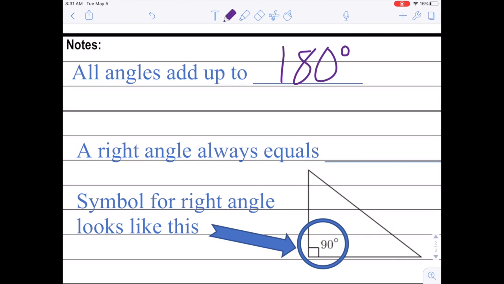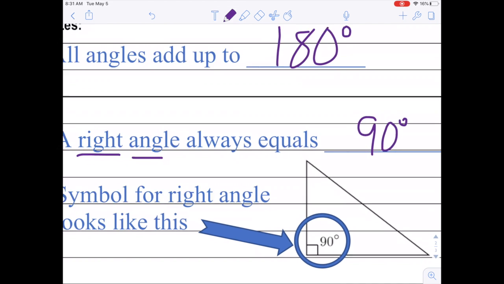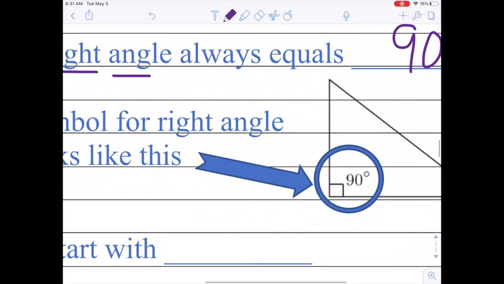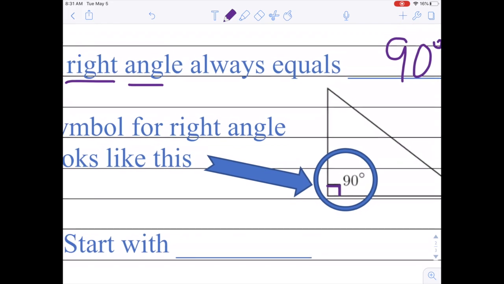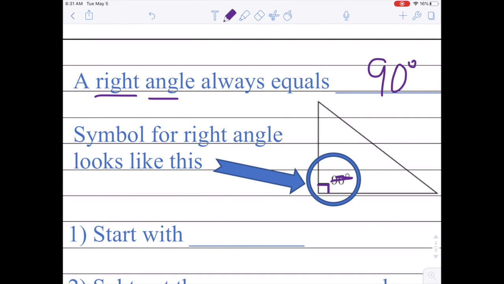The other thing to know is that a right angle always equals 90 degrees. You'll see these a lot in triangles. And this is the symbol for a right angle. It's this little square in a corner. Sometimes they won't put 90 degrees and they'll just have this little square. So you're going to have to remember that that is always 90 degrees.